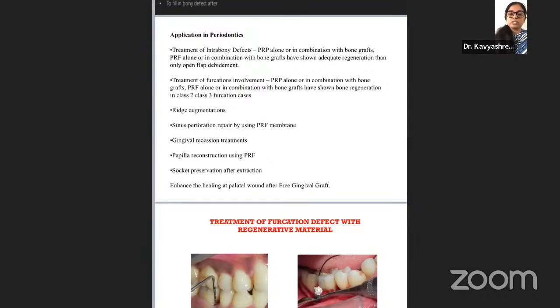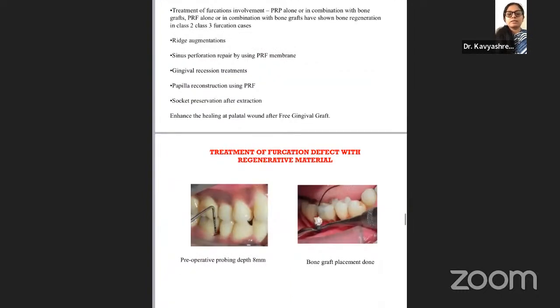Papilla reconstruction can be done using PRF. Socket preservation, as I told, in oral surgery, and it enhances the healing at the palatal wound after free gingival grafting. In recession cases, when we harvest the palatal graft, we can place the PRF in that region also to heal the area faster.